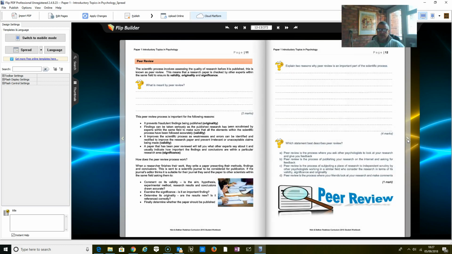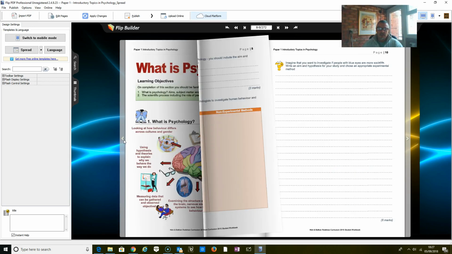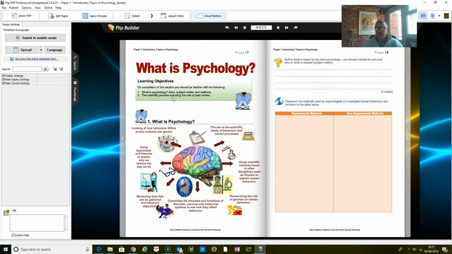So moving on, the final section of this is peer review. We're going to do this now because it fits in just at this point. It's covered in various other areas, i.e. paper 2 and paper 3, but this just ticks the box. And obviously, if you look back to the learning objective, the scientific process, including the role of peer review.